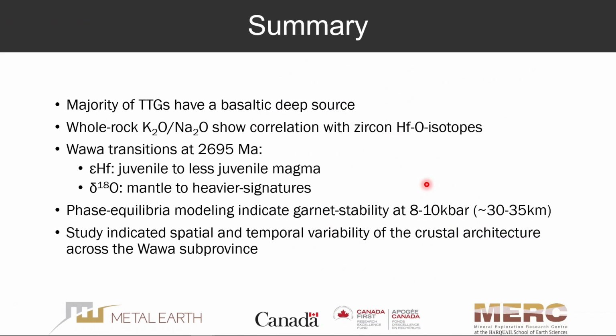As a summary, the majority of the TTGs seem to have a basaltic deep source. The whole rock sodium and potassium do show a correlation with the zircon hafnium and oxygen isotopes. We also see a transition at around 2695 Ma, which we also see in the Abitibi. For the Wawa rocks, the epsilon hafnium values go from juvenile to less juvenile, and the delta 18 oxygen tells us we're going from mantle to a heavier signature. So overall, there is a transition from something more juvenile to something mixed with some crustal components.